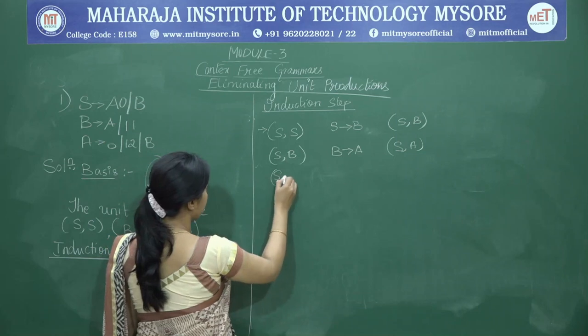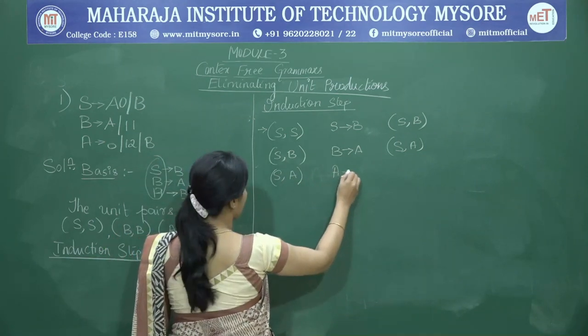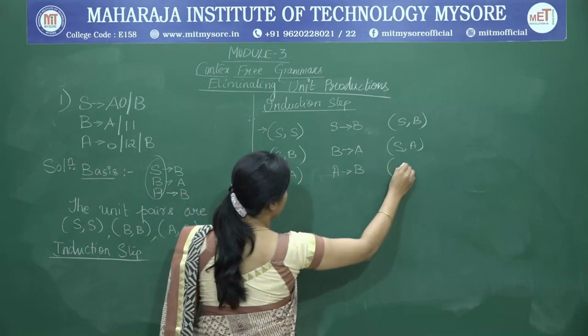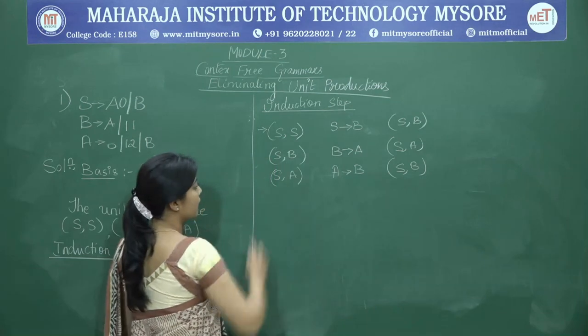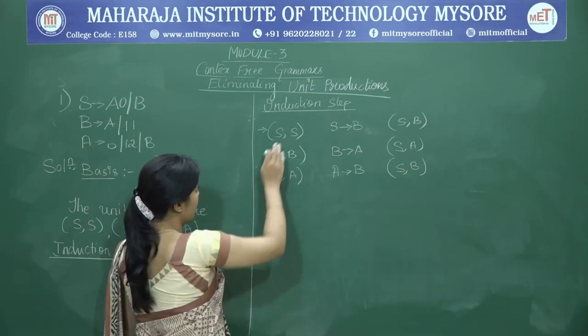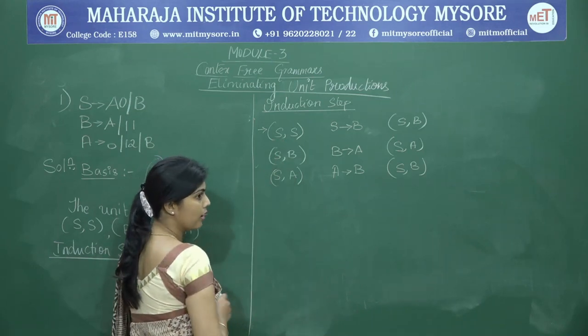So, next S comma A is considered. Next we have A goes to B. Therefore, we have come at S comma B. S comma B is already considered. So, stop looking into more unit pairs for the pair S comma S.